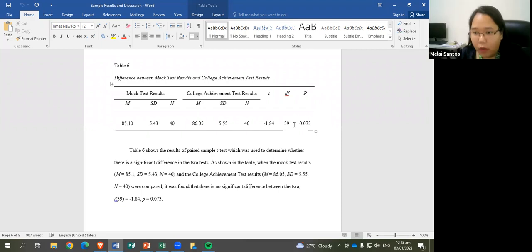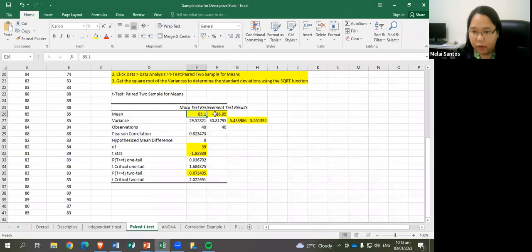Very good. So we have to accept the null hypothesis, which is that there is no significant difference between the college achievement test results and the MAC test results. Again, what do we get? We get the mean. The mean is given already, you just have to copy that. You have to get the standard deviation by using the square root function. And then you have to get the degrees of freedom, the DF, the t-stats, and of course, the most important value, the p-value.